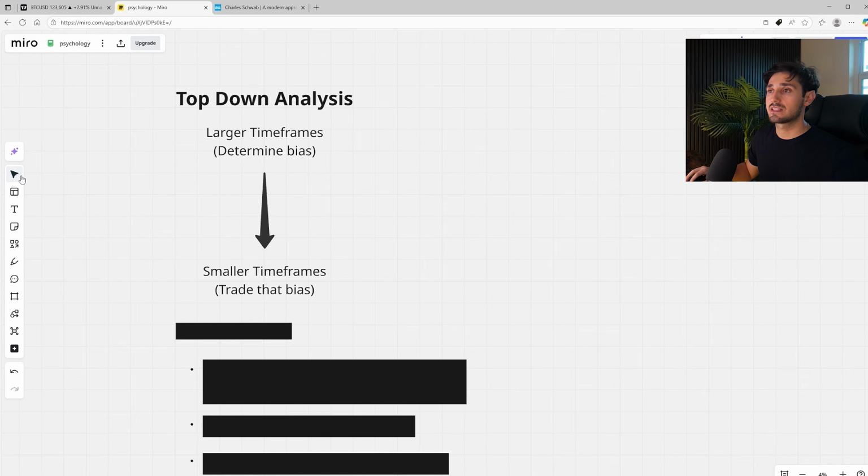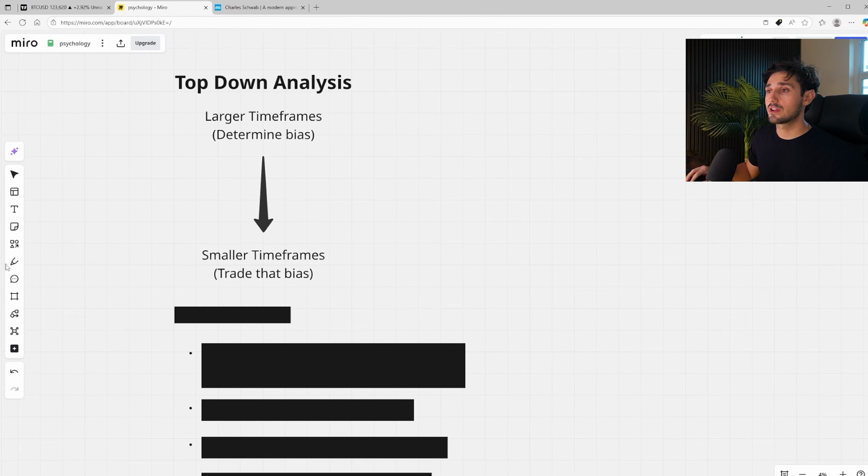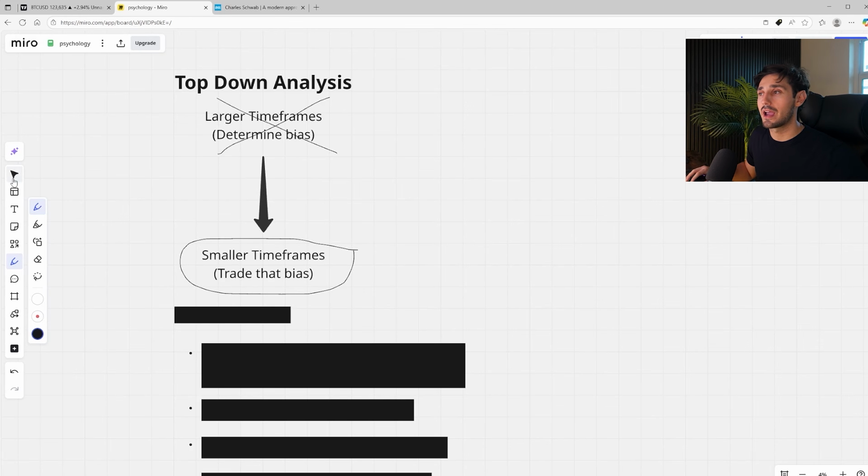Now, one of the biggest mistakes that I see is traders completely ignore the larger time frame. They're only trading off the smaller time frame, and then they get confused when a trade doesn't go their way. And it's like, yeah, obviously you have to see what the bigger picture is doing.